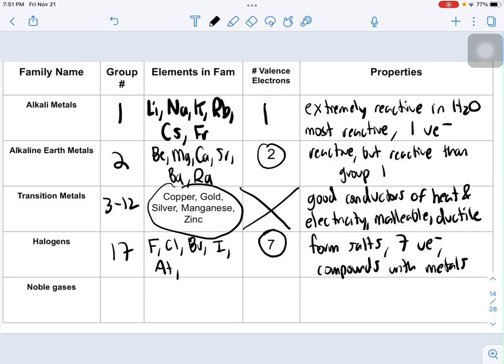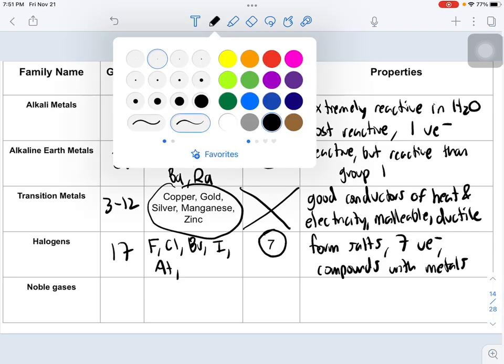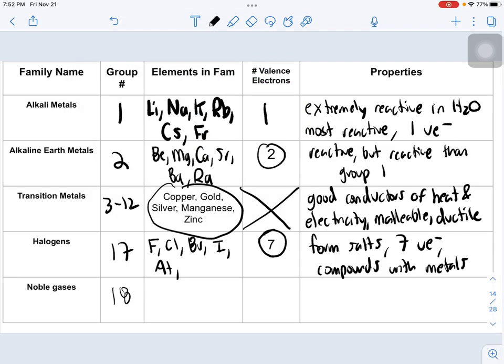Okay, let's go to the noble gases. They are in group 18. Some of the members of the noble gases, we have helium, neon, argon, krypton, xenon, and radon. Now, they all have 8 valence electrons.